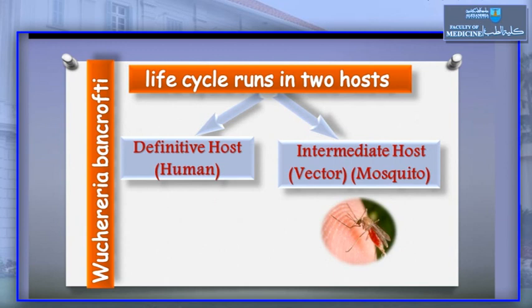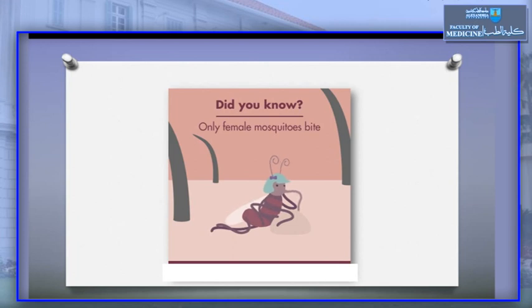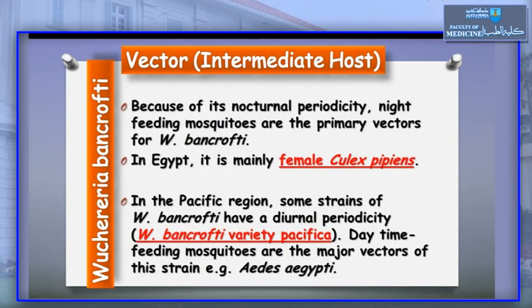The life cycle of filariae runs in two hosts. The first is the definitive host, or man, and the second is the intermediate host, the mosquito. And as we have studied before, female mosquitoes are the only ones which bite, but male mosquitoes do not bite. Because of the nocturnal periodicity, night-feeding mosquitoes are the primary vectors of Wuchereria. In Egypt, it is mainly female Culex pipiens.